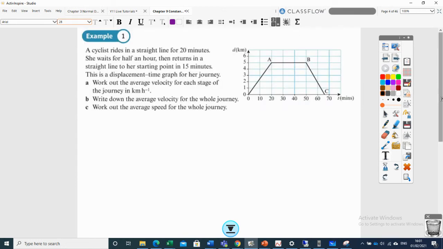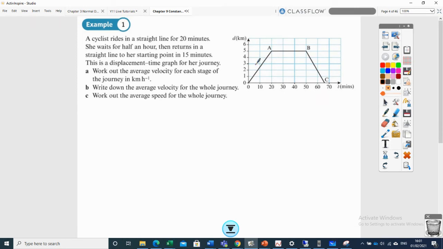Okay, moving on to the example. We've got a cyclist who rides in a straight line for 20 minutes. She waits for half an hour and then returns to the same point, but in 15 minutes. Here's the graph. Work out the average velocity for each stage of the journey. So I'm going to name each stage of the journey. Let's go X, Y, Z.